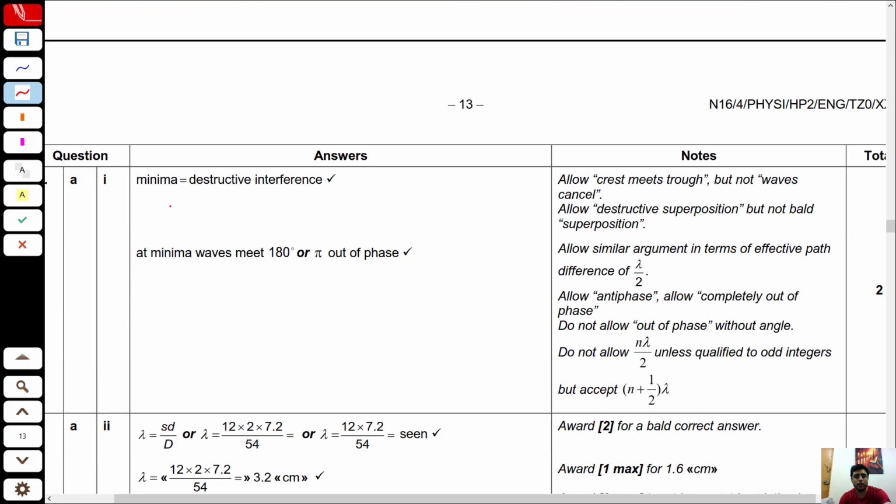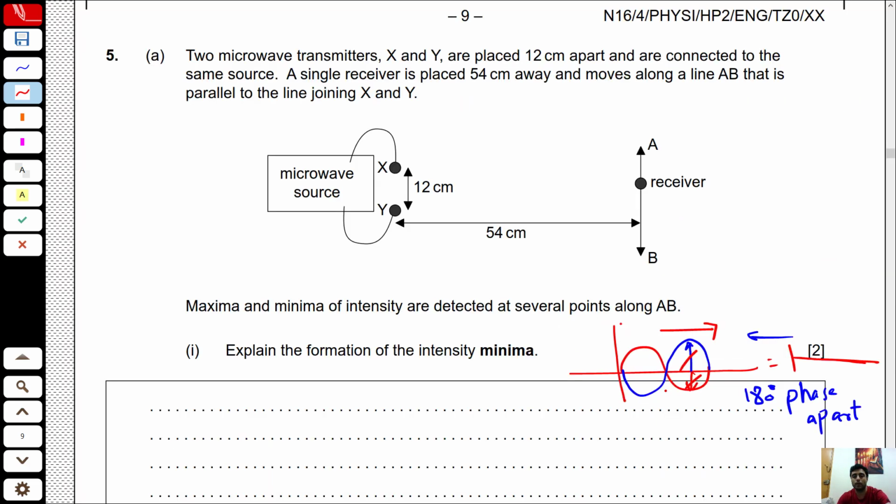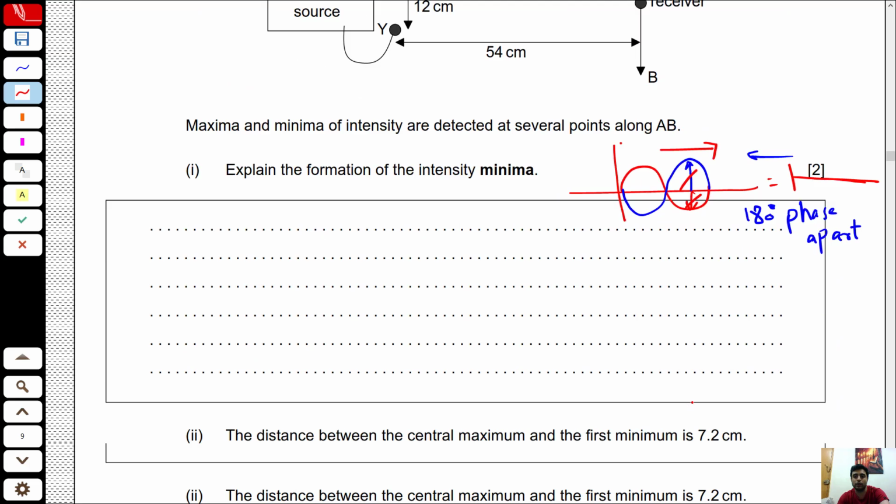So minima means destructive interference, which means the two amplitudes cancel out each other, and it occurs when the waves meet 180 degrees out of phase. So the crest coincides with the trough of the two waves. The crest of one wave coincides with the trough of another wave. This top part is the crest, the bottom part is the trough. Crest and trough coincide with each other, cancelling out the amplitudes.